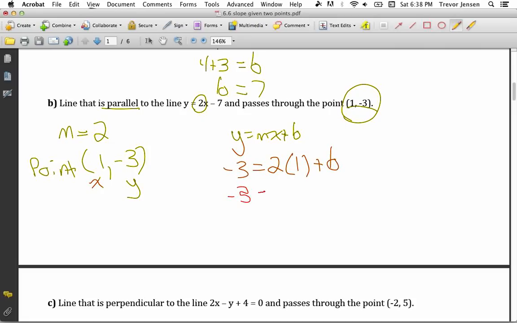So negative 3 equals 2 times 1, which is 2, plus b. Move the 2 to the other side of the equation. It'll become a minus 2. Negative 3 minus 2 equals b. Therefore, b is negative 5.